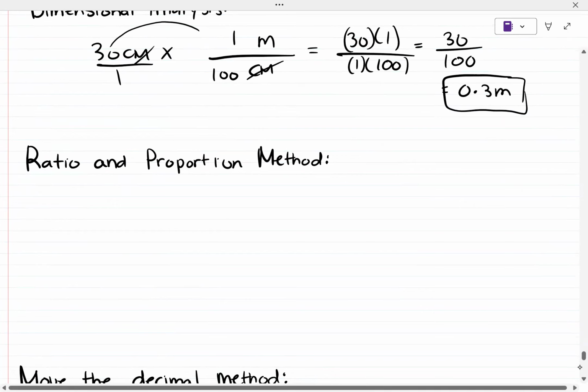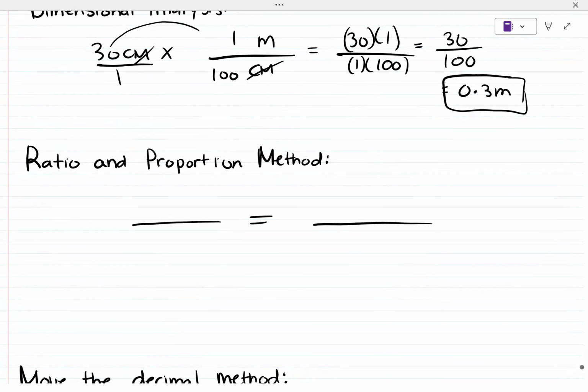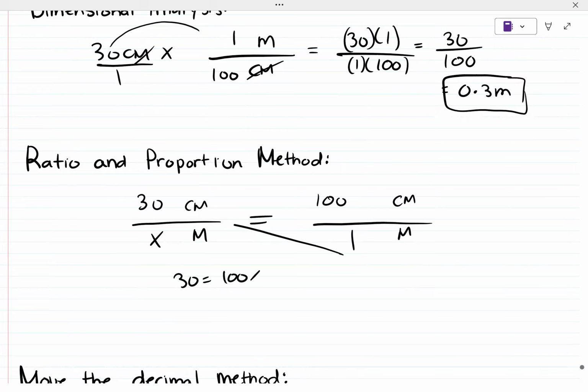Ratio and proportion method. So we're going to set it up like this. You could put centimeters on the top and meters on the bottom. So for 30 centimeters, there's unknown meters. And then for 100 centimeters, there is 1 meter. Cross multiply, so it's 30 equals 100x. Divide this by 100, and you get 0.3.